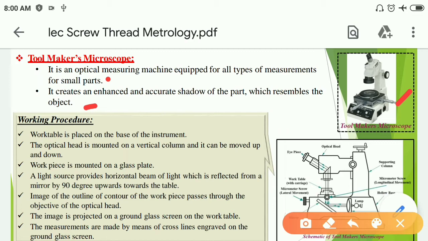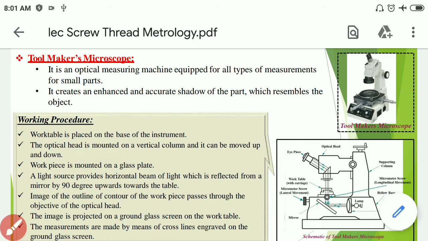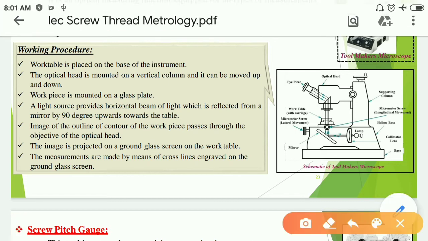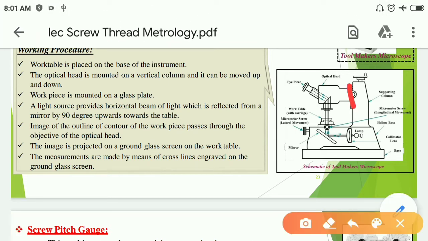The work table is placed on the base of the instrument. The optical head is mounted on a vertical column and it can be moved up and down. Here it is shown, this can be moved up and down. The workpiece is mounted on a glass plate.